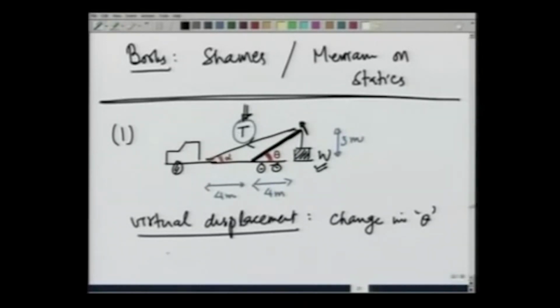So, let us see, at the given position where the distances are given to be 3 meters, 4 meters and 4 meters, virtual displacement is going to correspond to delta theta, and that will make this point move up both in x direction and y direction. So, schematically the situation is theta, alpha, 4 meters, 4 meters, 3 meters, W here, tension T here.